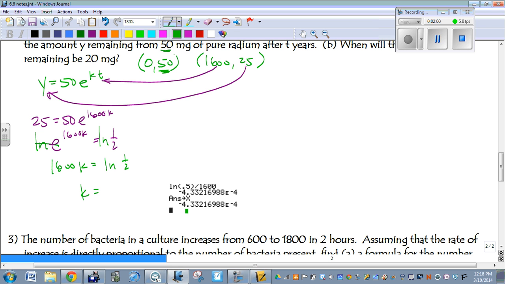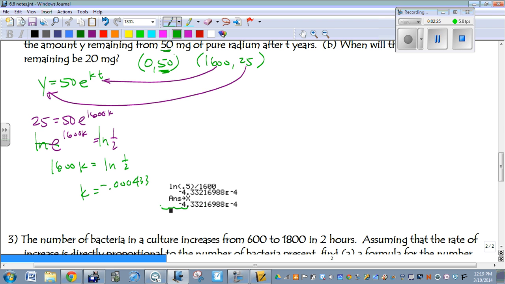So we've got this negative 4.333, and so on, e to the negative fourth. That's just scientific notation, like times 10 to the negative fourth. So we have to move that decimal over 4 places. So we get negative 0.000433. But now we have that stored in our calculator, and we can use that for the next problems.